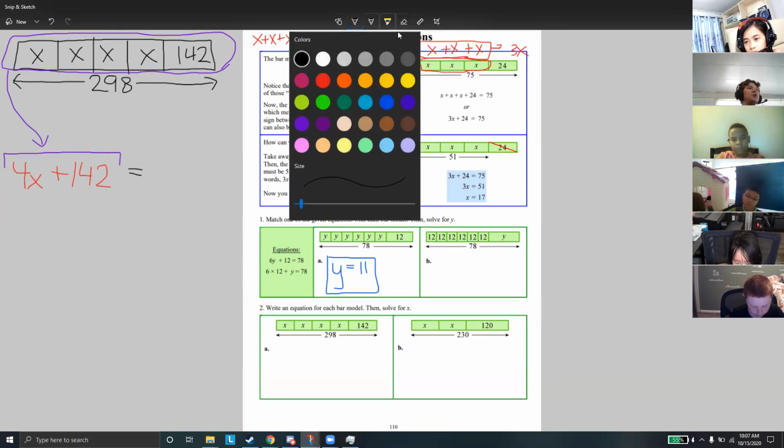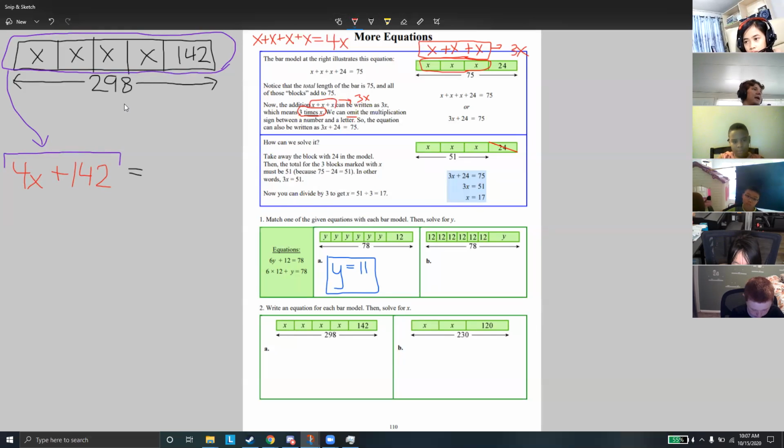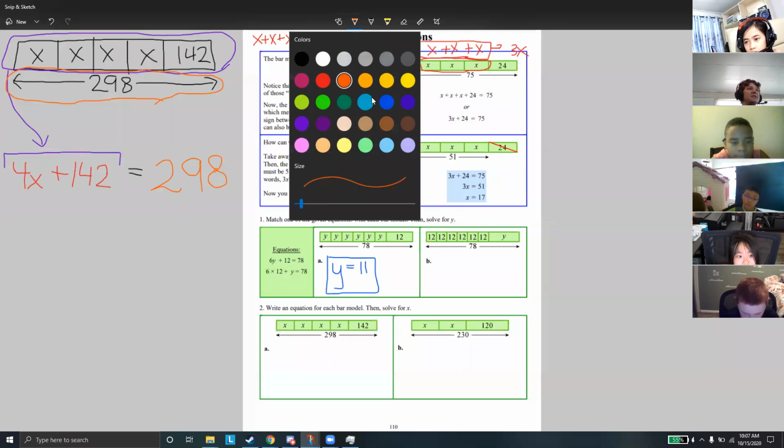And then how you know what's on the other side of the equal sign is from, what's the color I can use here? Maybe red. Oh, maybe orange. Is the other side here. The total, because all of this is equal to the total, which is 298. And so now we know exactly what we need to do to solve this problem. We've done this a couple times.